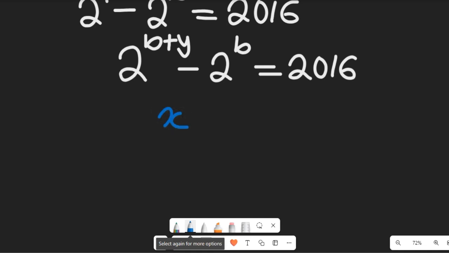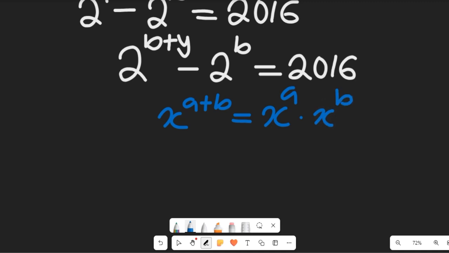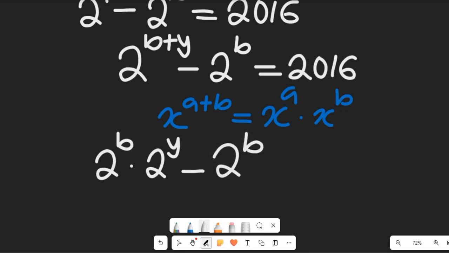If I have x to the power of a plus b, this can simply be equal to x to the power of a multiplied by x to the power of b. You remember the multiplication rule of indices? Yes, that is what is playing in here. So if we have that, we'll now have that expression to be 2 to the power of b multiplied by 2 to the power of y minus 2 to the power of b, and this will be equal to 2016. Now, can you see where I'm heading to?